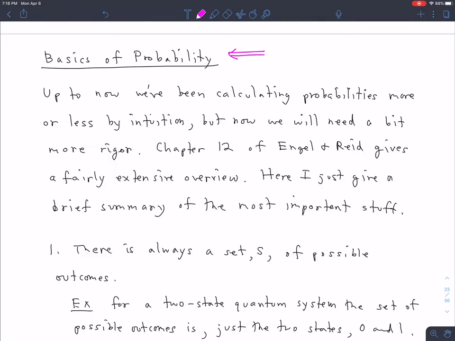So this is from chapter 12 of Engel and Reed. And they do a pretty good job of talking about single variable probabilities and probability distributions. There's also multivariate probability. That's a bigger topic. And I won't talk about that really at all either, except as needed as we go along. So this whole section is about single variable or univariate probability.